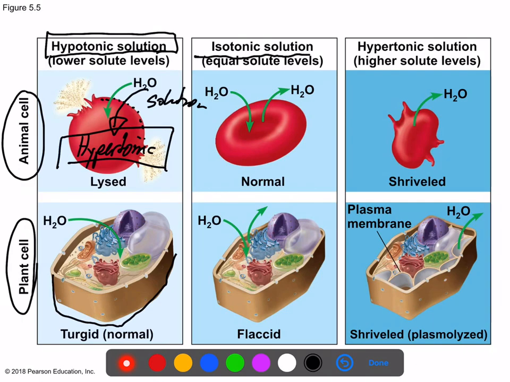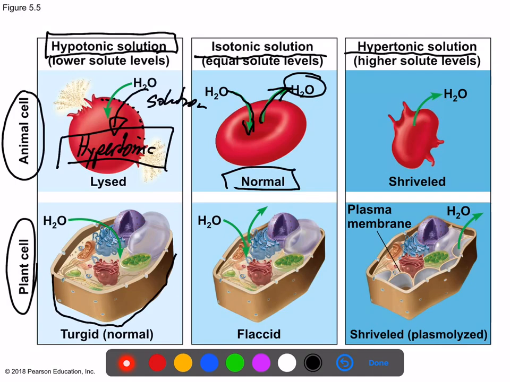Now let's look at an isotonic solution. An isotonic solution is, again, a solution that is equal on both sides of the membrane, right? Two solutions that are equal in dissolved substances. So in this case, the amount of water being lost by the cell is the same amount of water being gained by the cell, and so the cell would appear to be normal.